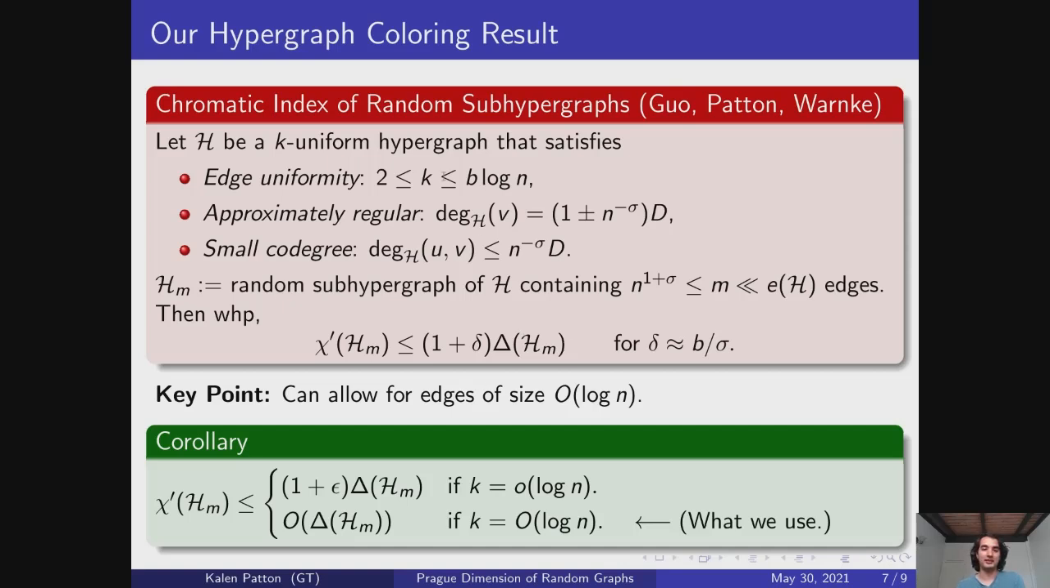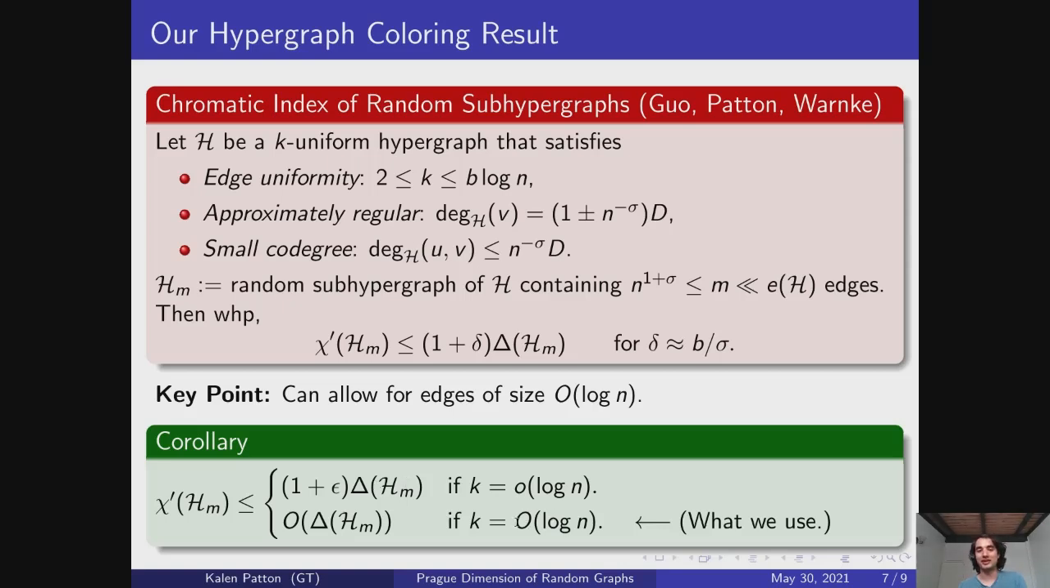And so the key point is that this edge uniformity requirement now allows for k up to the order of log n. Okay, and so if we analyze what we're saying here in this theorem, we can think of two main cases for the edge uniformity k. First, if k is much smaller than log n, then we can apply this theorem with b chosen to be arbitrarily small. And therefore, we can make delta arbitrarily small, and we can regain this Pippenger-Spencer type result, that the chromatic index is at most 1 plus epsilon times the maximum degree.